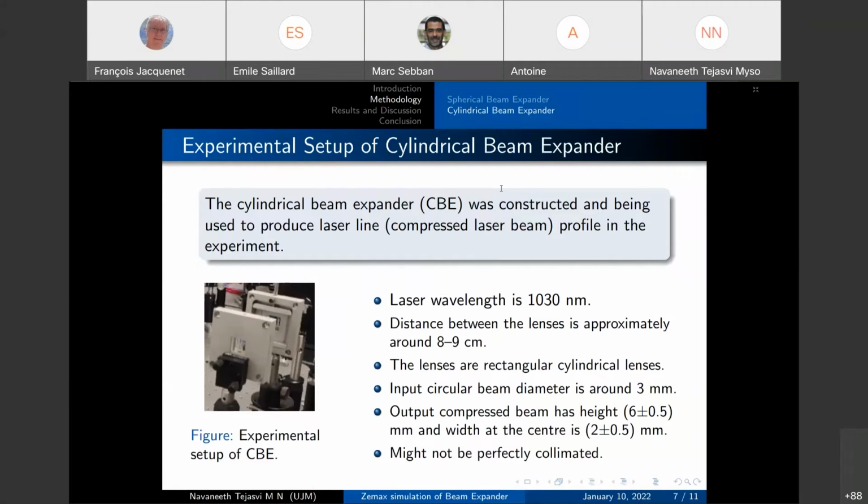In another part of the experiment, this is a different experiment, I had to check with cylindrical lenses, where we are using different laser systems and different setups to produce a laser line. I also did a Zemax simulation for this system to check the output beam parameters.